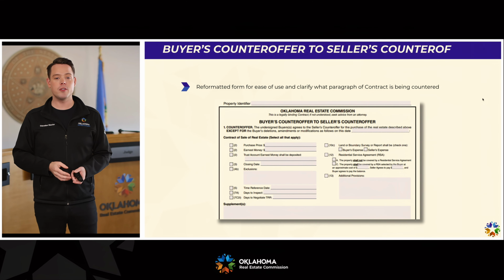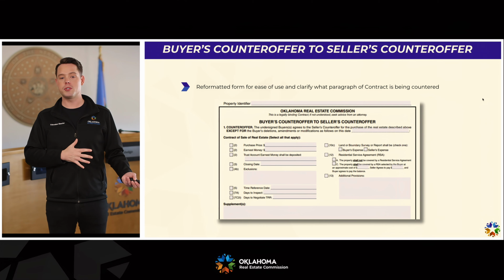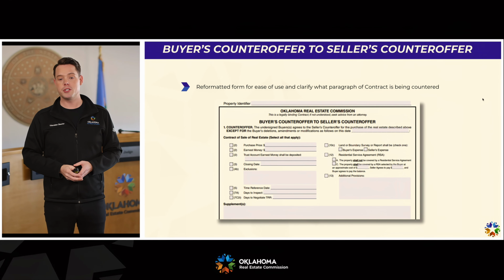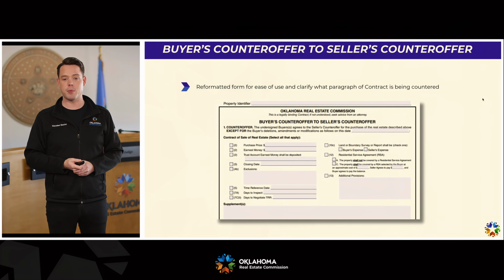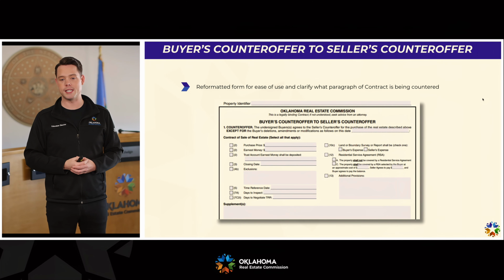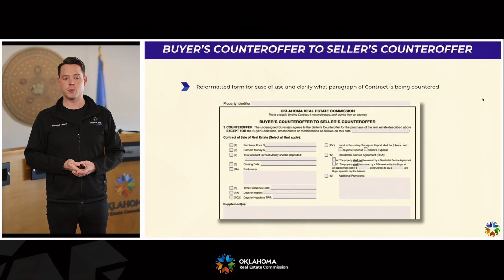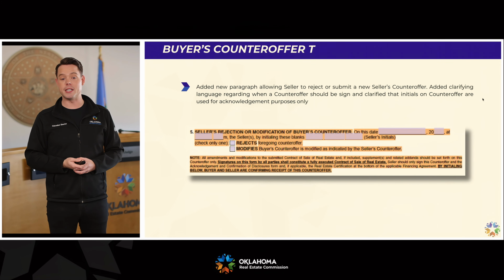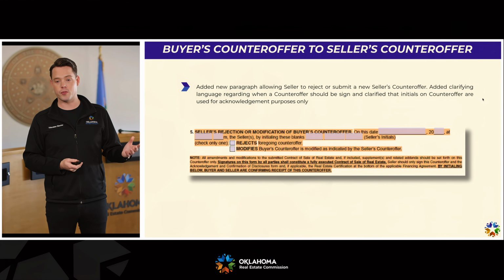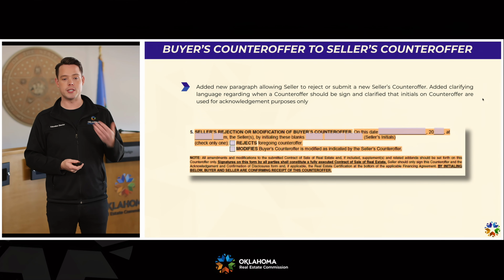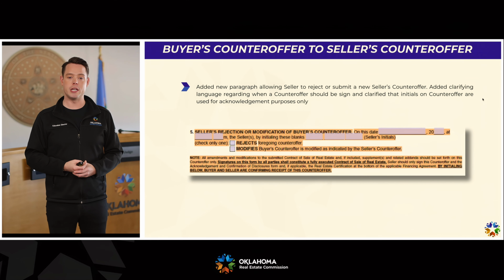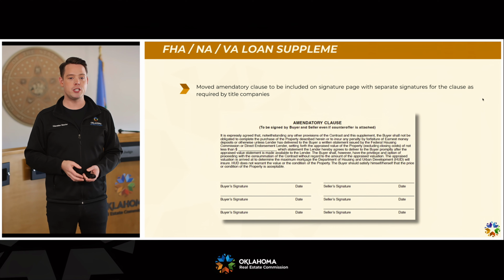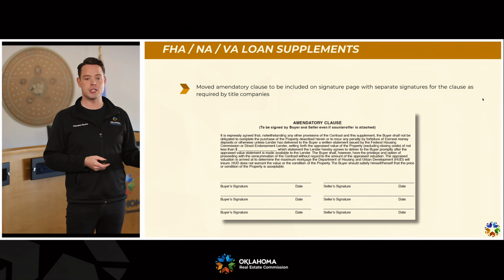For the buyer's counteroffer to the seller's counteroffer form, you'll see that it is mimicking the seller's counteroffer. There are the same checkboxes, so you can easily select what's being changed and make an appropriate note there. And again, the same goes for this form: initials equals acknowledgement, and signature equals agreement. Next, we have the FHA and various loan supplements.